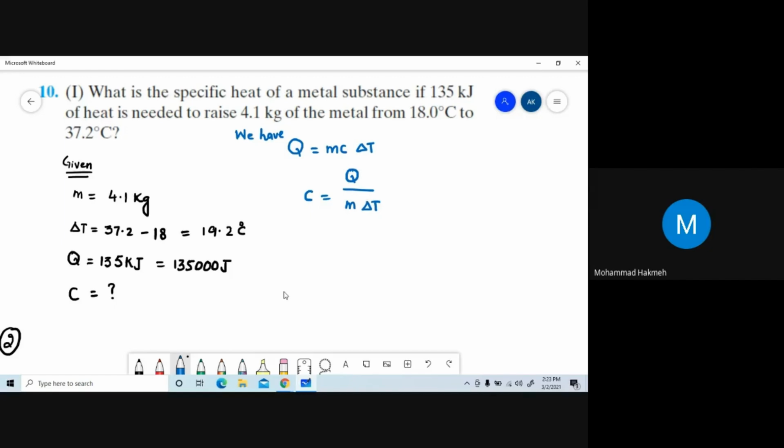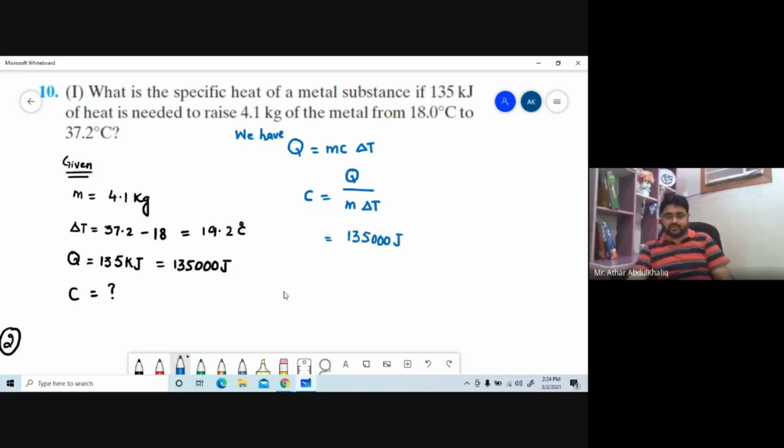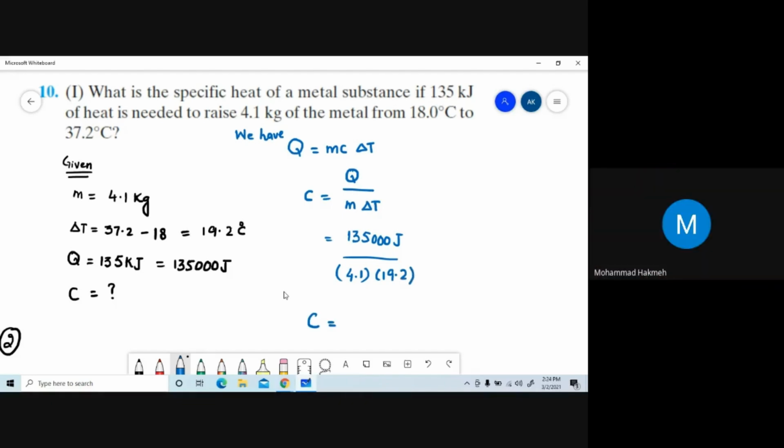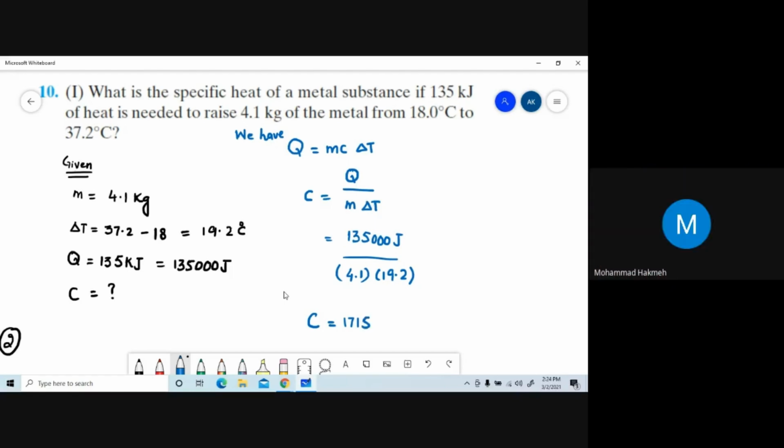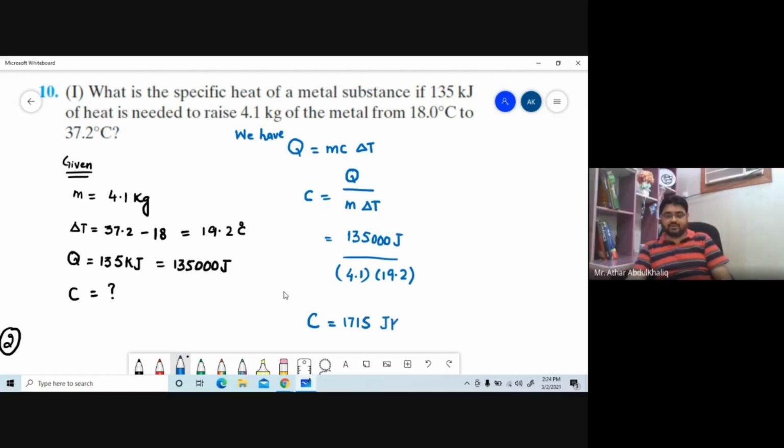Now we make 135,000 joules over 4.1 times 19.2. Can you give me the answer, please? So 1715. And the unit of specific heat is joule per kilogram per Celsius. So 1715 is the specific heat of the metal substance.